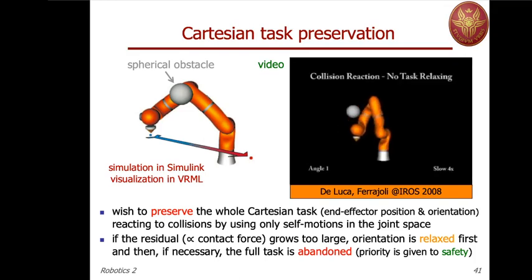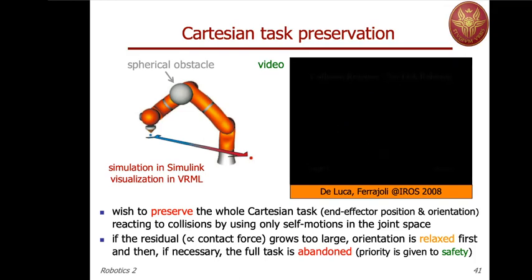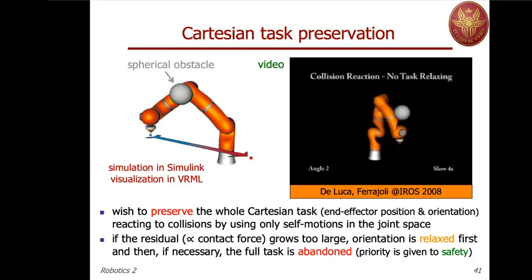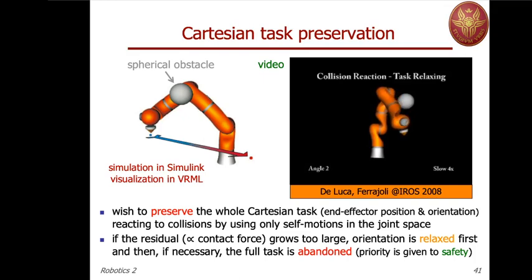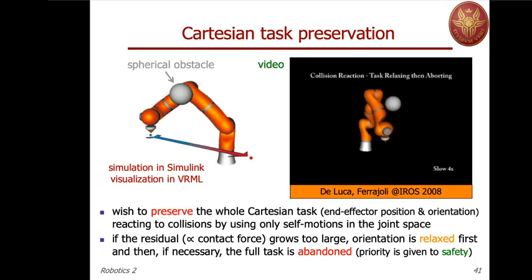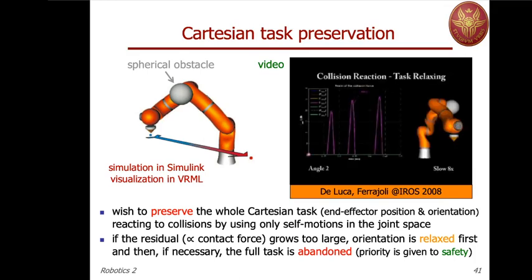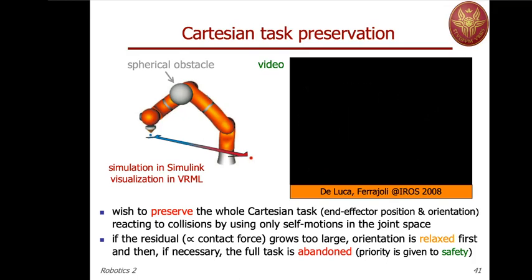So, no task relaxation: you see that there's a hit, but you have seen how the robot has accommodated its configuration. This is a different view of the same task. Now, by relaxing the task, you see that the orientation has been abandoned in order to preserve the original task. And finally, a situation of stop. And here you see the 3 levels of value of the residual that correspond to the 3 previous behaviors.